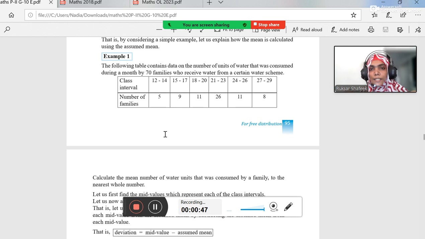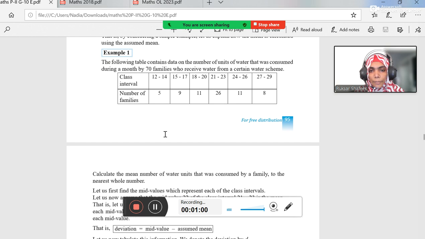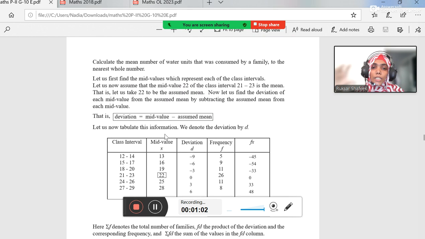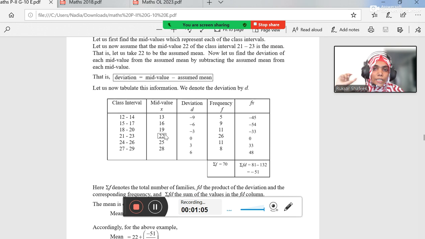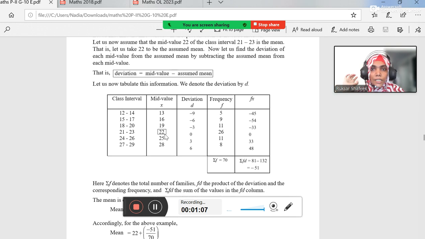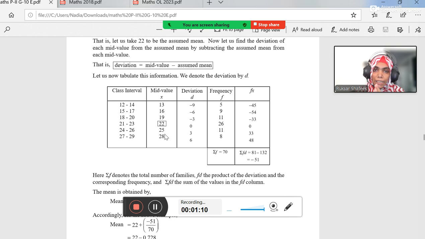Example 1 says, the following table contains data on the number of units of water consumed during a month by 70 families who receive water from a certain water scheme. They've given us the class interval and the number of families. Like the usual thing, we first need to find the assumed mean. Previously, we got the mid-value column, multiplied it by the frequency to get the fx, and divided by the total frequency, fx divided by f.